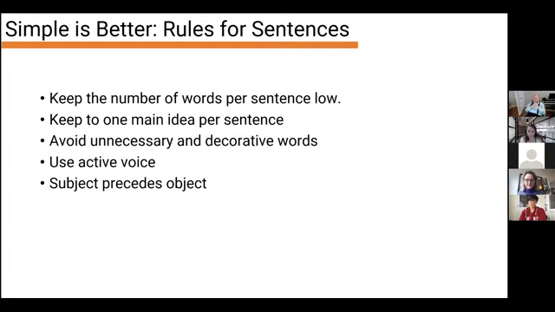We use passive voice all the time in scholarly writing. It doesn't work with most people. Subject, verb, object, and always use the active voice. And if you've got other suggestions, please feel free to share them.